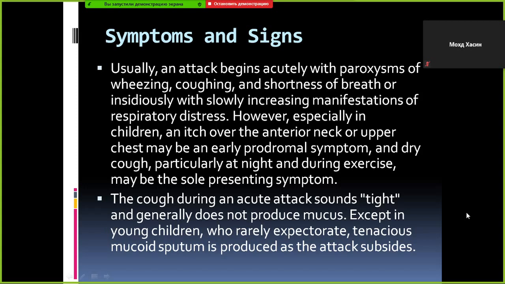The cough during an acute attack sounds tight and generally does not produce mucus. So this is very important. The cough during the bronchial asthma attack is dry without sputum. Except in young children who rarely expectorate, tenacious mucoid sputum is produced as the attack subsides.